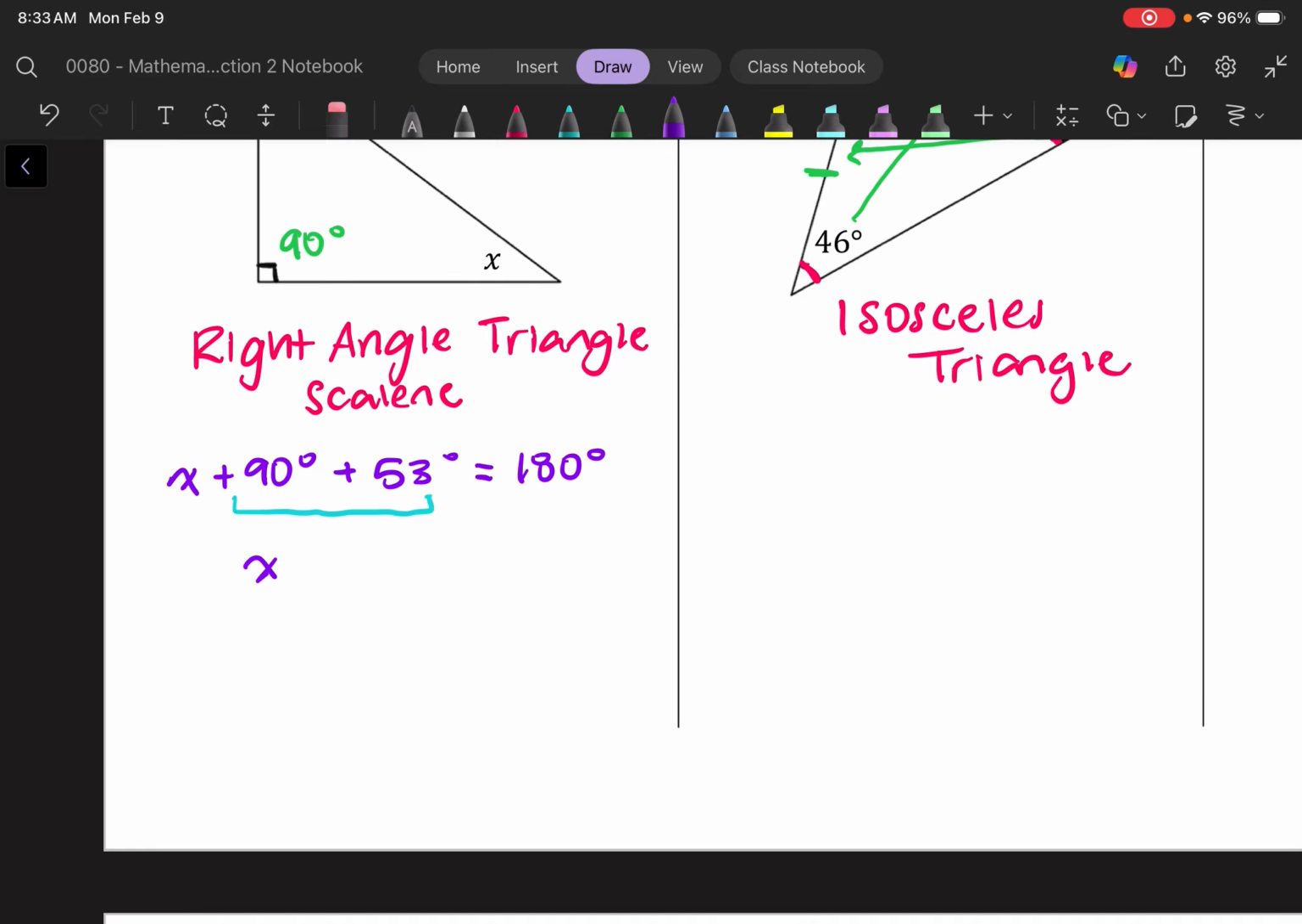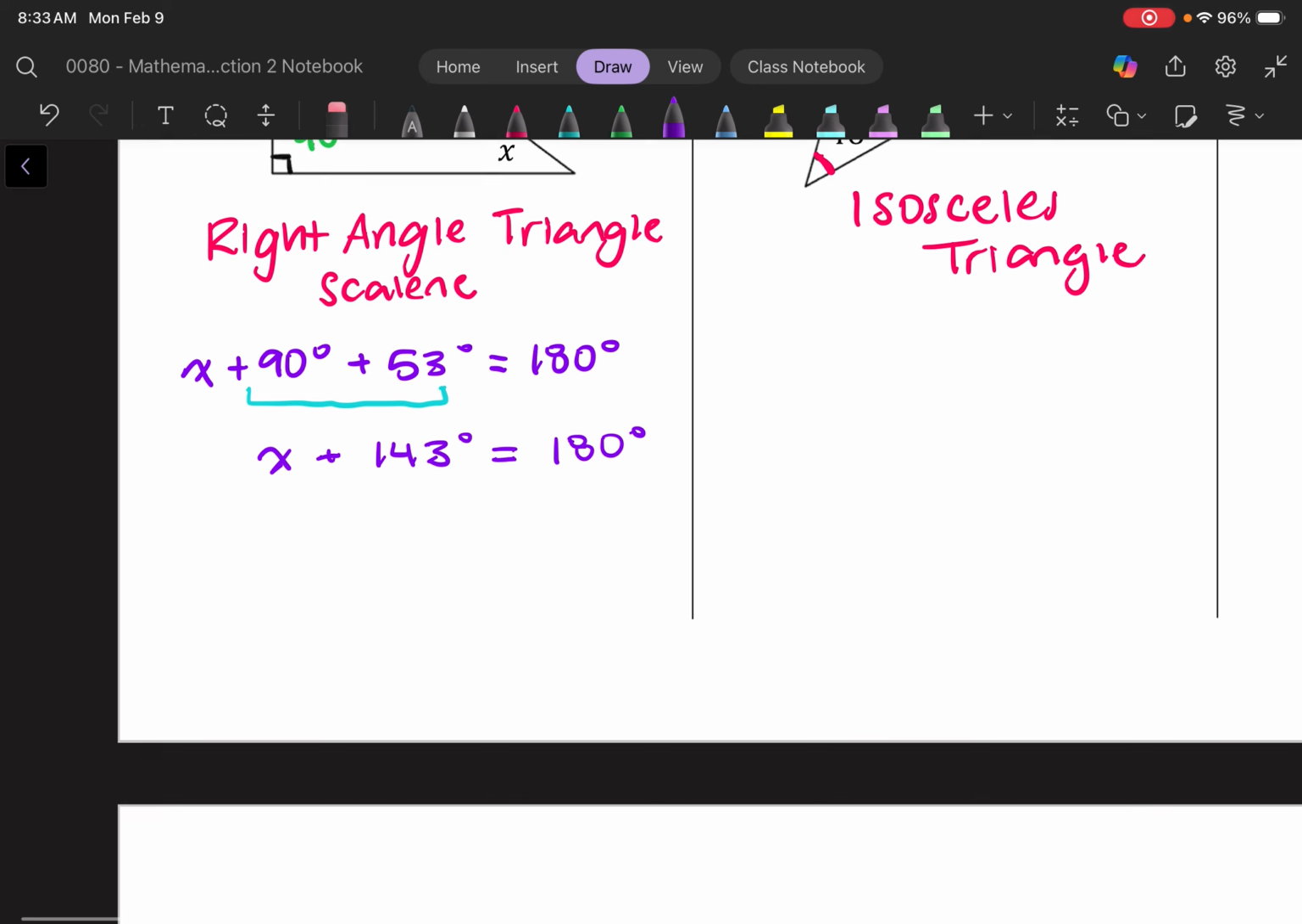And my job here is to go ahead and simplify. So I combined 90 degrees and 53 degrees to get 143. I want to get x alone, so I'm going to subtract 143 degrees from both sides. And I end up with x is equal to 37 degrees. And I'm going to do the same process every single time I'm solving for an angle in a triangle: I'm going to take those three angles and add them together to give me 180 degrees.